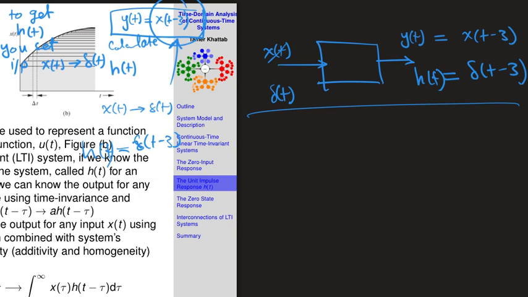It might be a shifted delta like this case. It might be for another system some exponential. It might be a cosine. You don't know, right? It depends on what the system internally is doing. What we care about is the output for a single pulse delta with no shift and with one amplitude. The output that I get from the system for this input is what I call the impulse response, h of t.